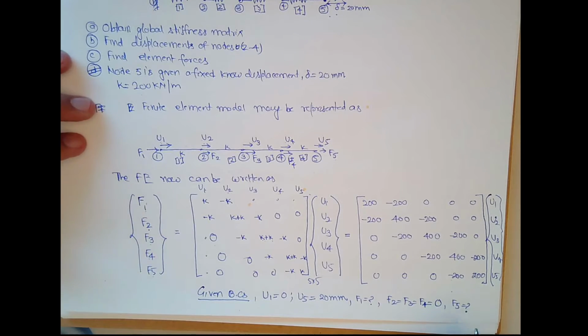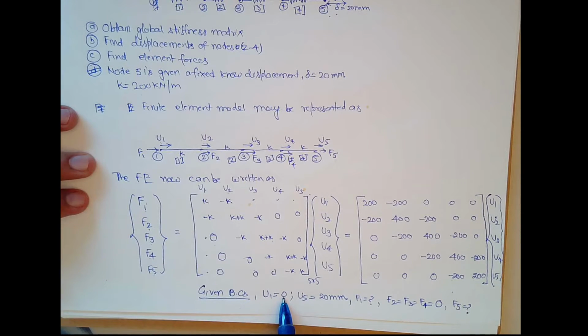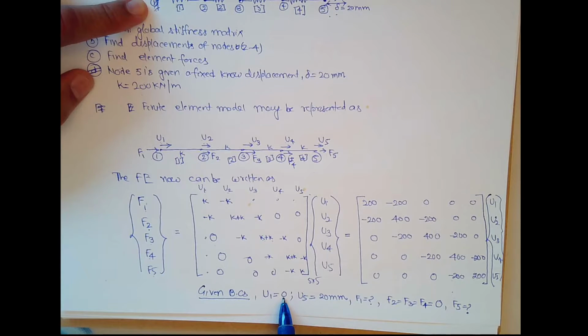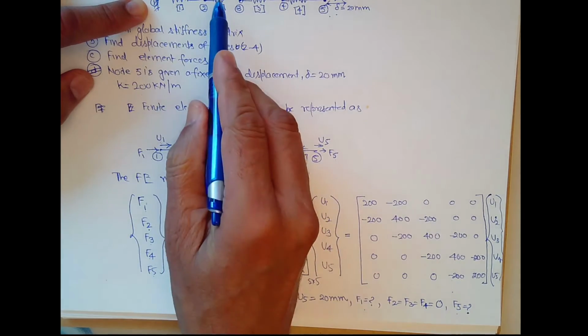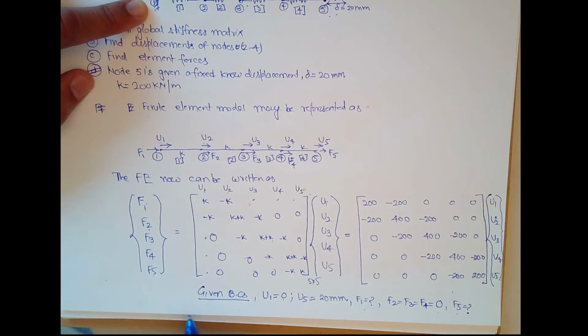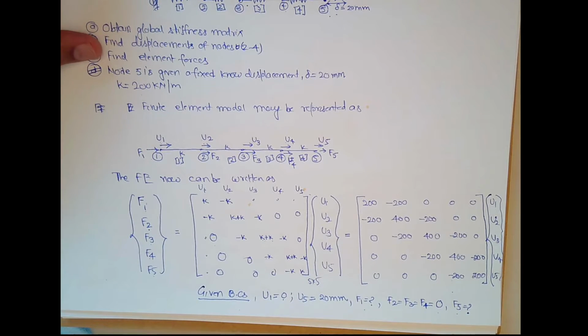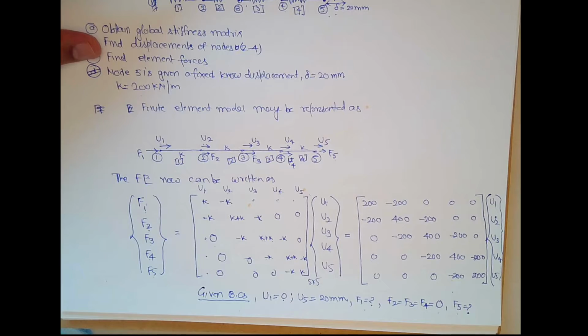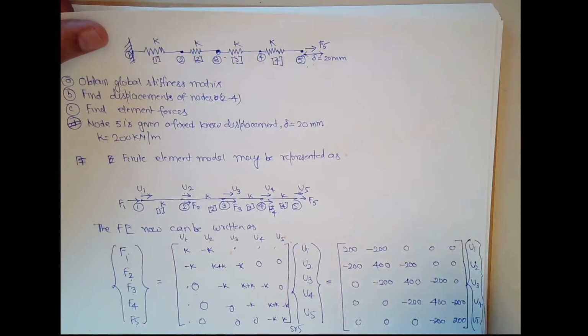So the questions come: U1 is 0 as the boundary condition, and we need F5 and F1. But F2, F3 and F4 are 0. So these are the external conditions given. Based upon those conditions, I am going to solve this matrix. So what is the matrix right now? The matrix looks like this.